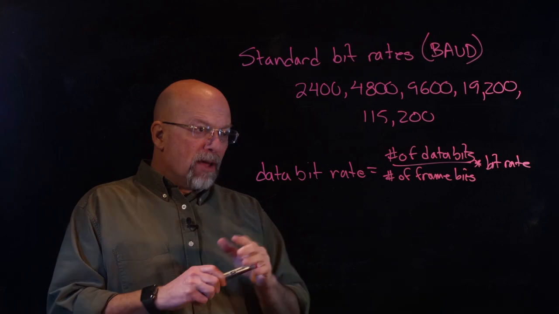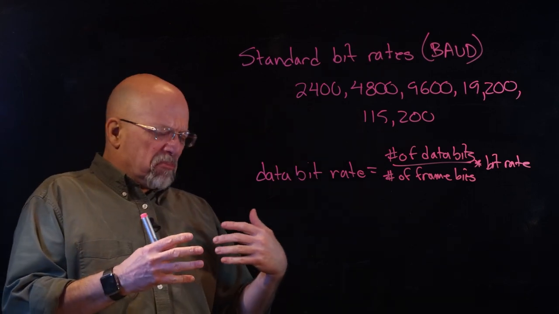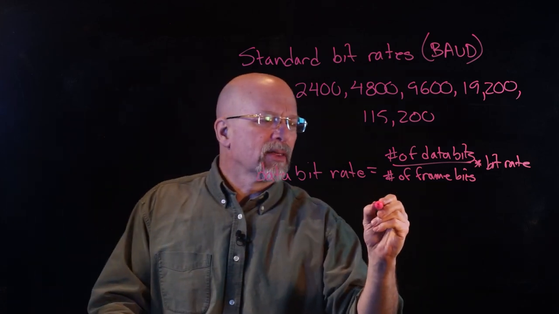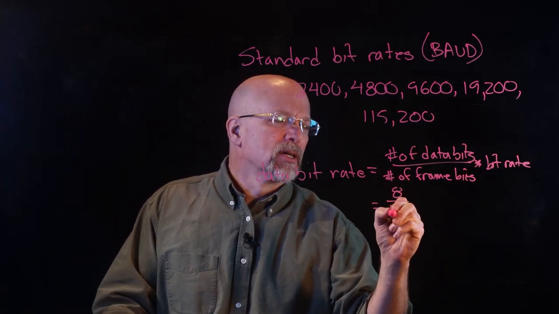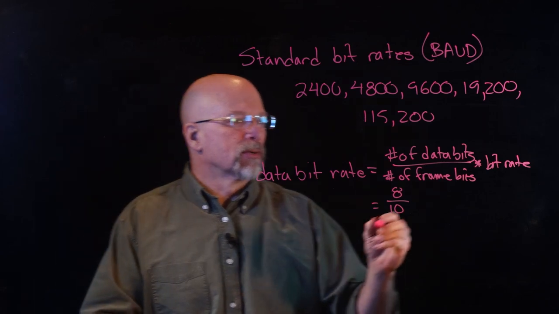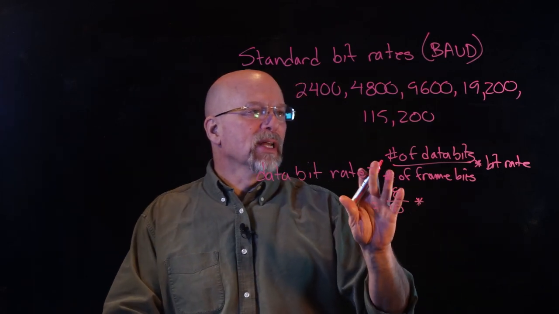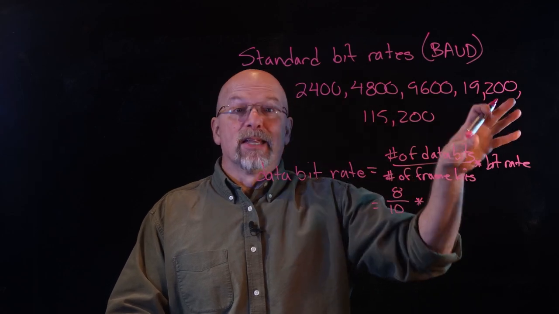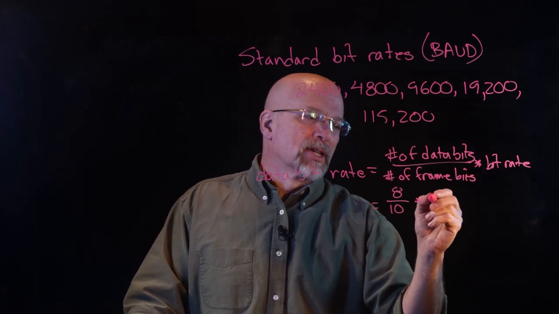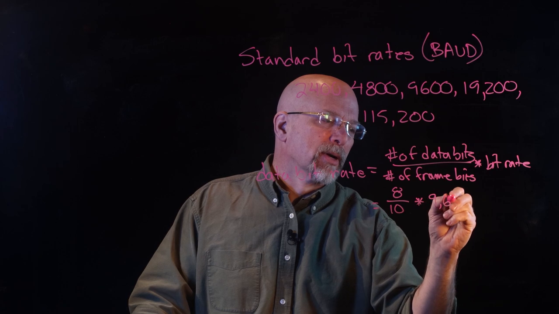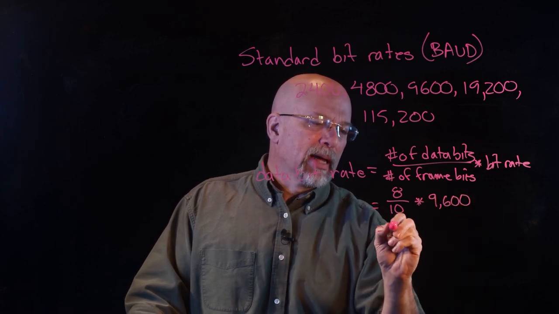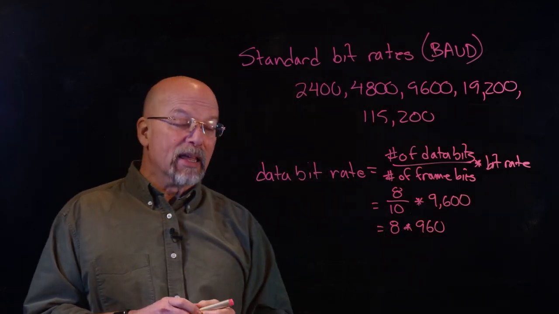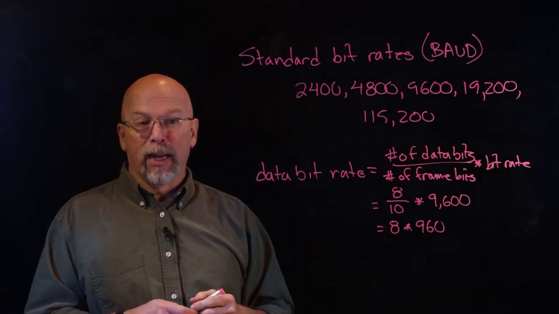So if we're talking about 8 data bits being sent in a frame of 10 bits, so we had that 80% efficiency, right? Then what you're really looking at is taking any one of these, dividing it by 10, dropping off a zero. So for example, if we were talking 9600, then this would be 8 times 960, right? That would give you your data bit rate.